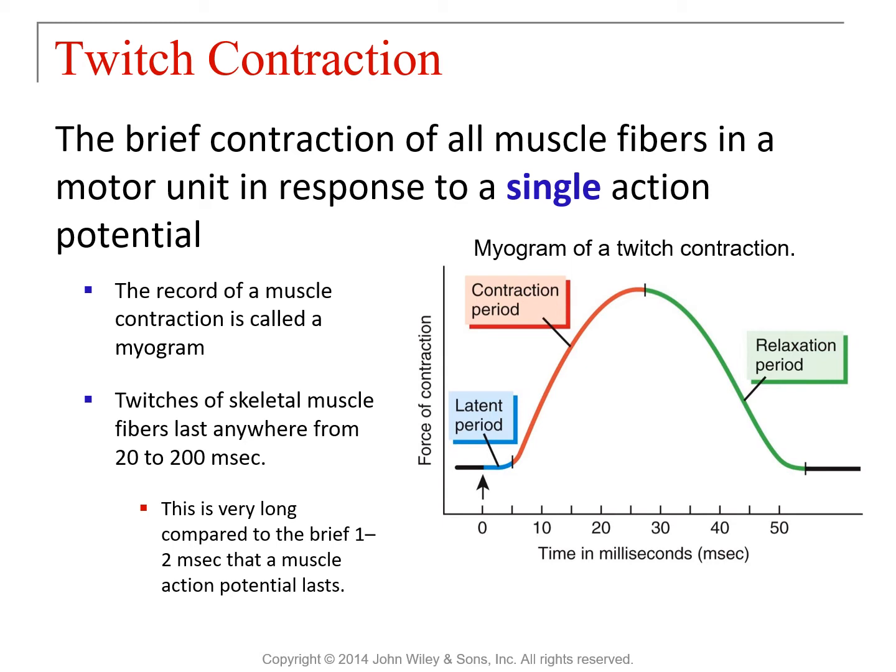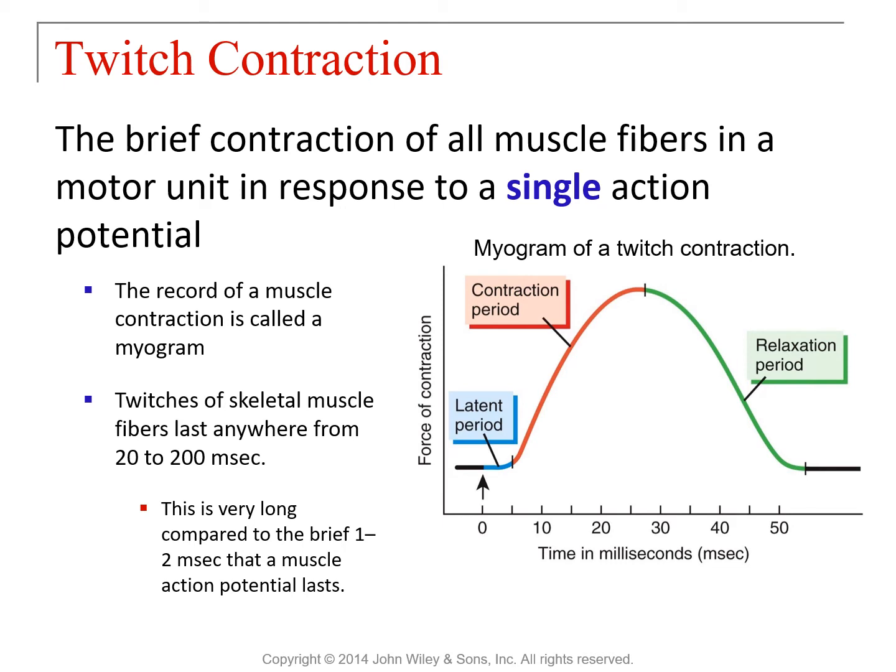If you look at the diagram to the right, this is something that's called a myogram, which is the record of a muscle contraction. Taking a look at the y-axis, this is the force of contraction. So the higher the curve gets, the stronger the force of contraction is. Looking at the x-axis, this is just time. You can see that the time on this particular myogram is about 55 seconds.